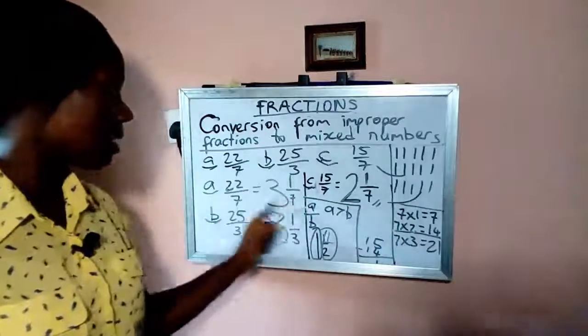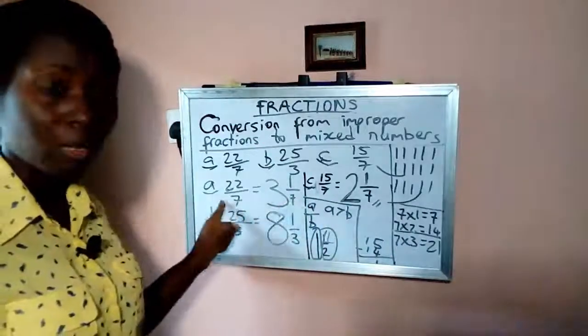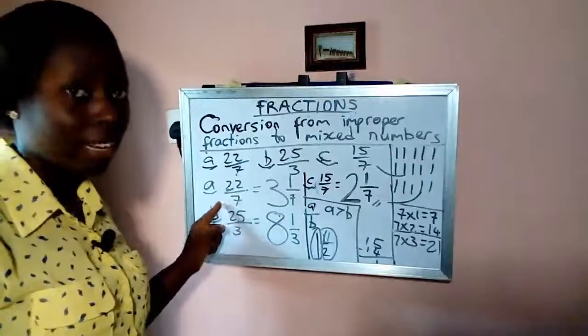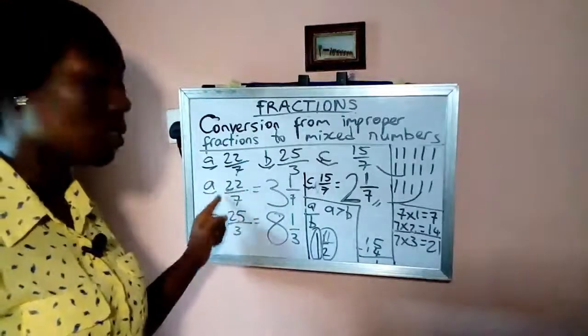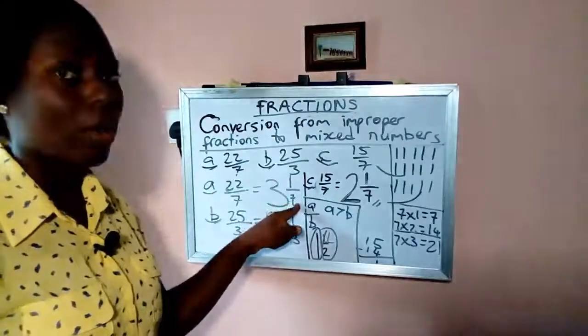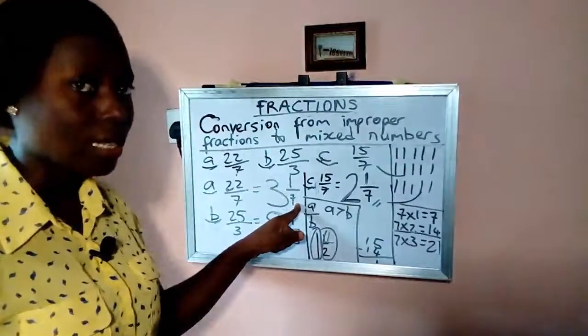Why do we still maintain the 7? Because that's what we are working with. That's what we are dividing by. Another way of calling this is 22 divided by 7, or simply 22 over 7. So our 7 still follows our equation, or rather our answer.